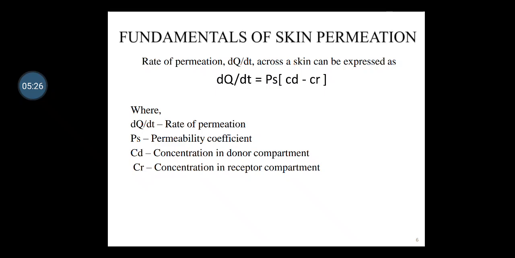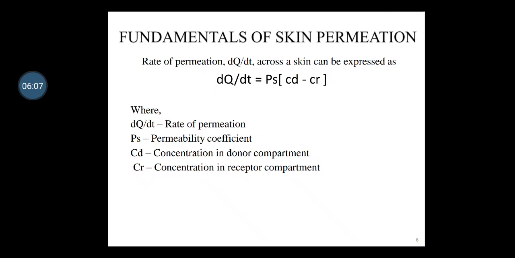So basically it is expressed in terms of a mathematical equation, that is dQ/dt = Ps × (Cd − Cr), where dQ/dt is your rate of permeation, Ps is nothing but the permeability coefficient, Cd is the concentration in the donor compartment, and Cr is the concentration in the receptor compartment. Basically when we talk regarding the fundamentals of rate of permeation, there are different types of approaches that are really useful to achieve and maintain the therapeutic concentration of the drug in the blood.